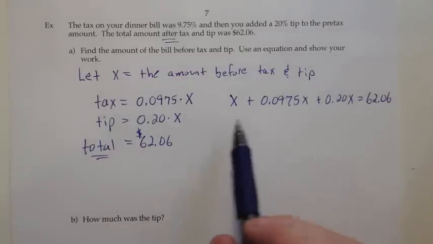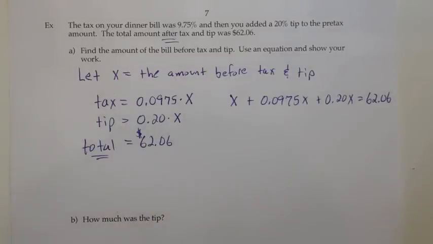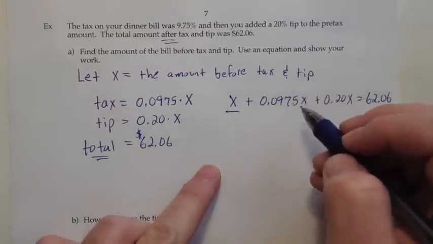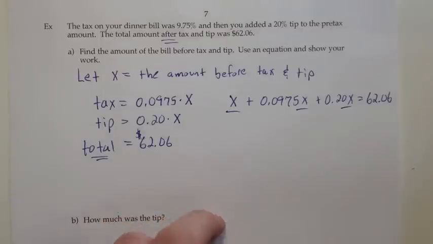I want to solve it. When I solve for x, I'll know the amount of the bill before tax and tip. So I have three x terms here, 1, 2, 3, and I want to combine those.